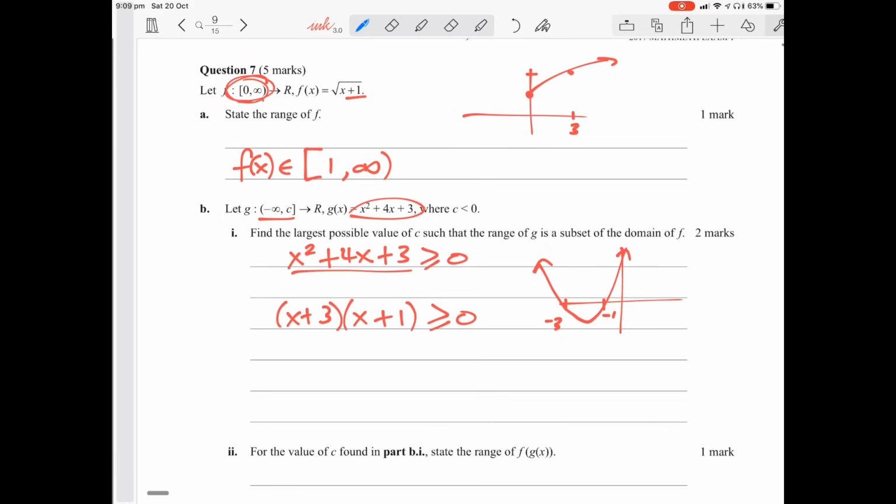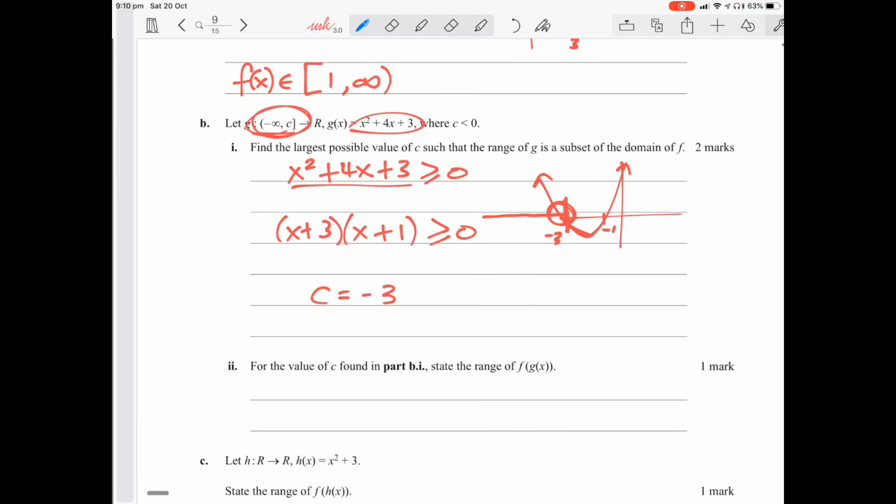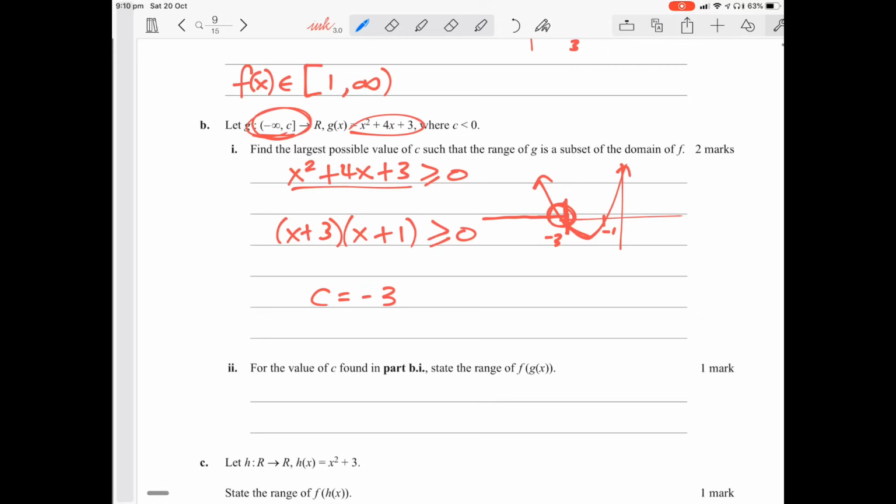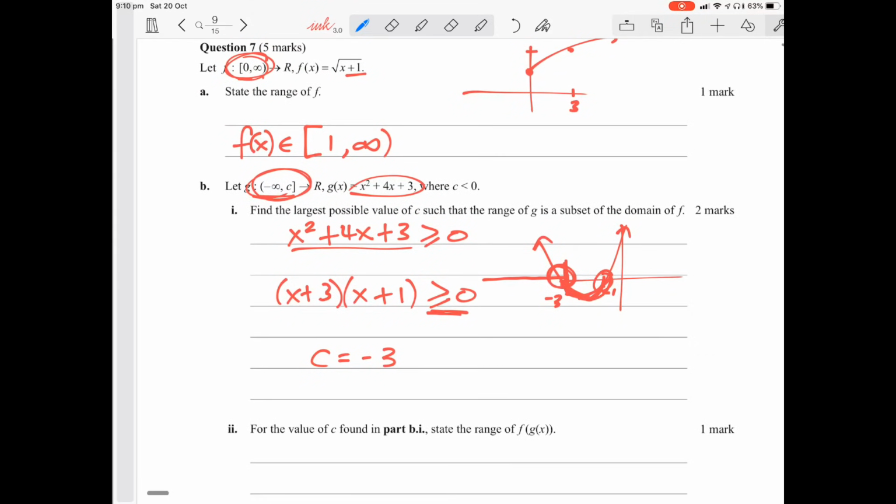Now, our domain has to be from negative infinity up until c, and it can't be less than 0. So our magic value for c is c equals negative 3. You couldn't have negative infinity to negative 1 because here we're going below 0, but the function is only greater than or equal to 0. So it makes sense that c equals negative 3. So that's the largest possible value of c for this function to be correct.